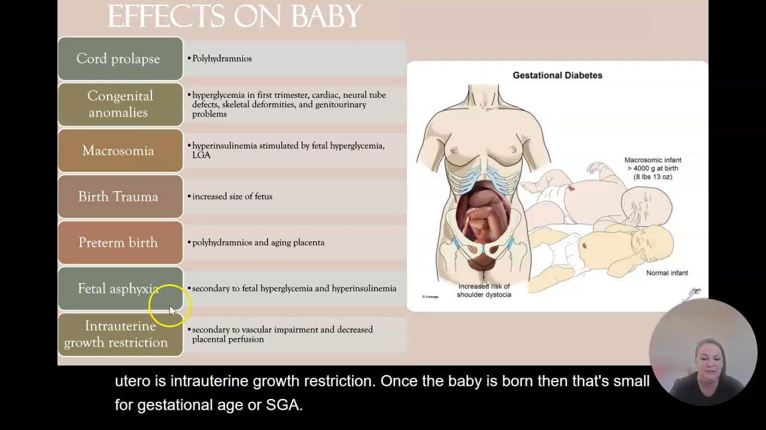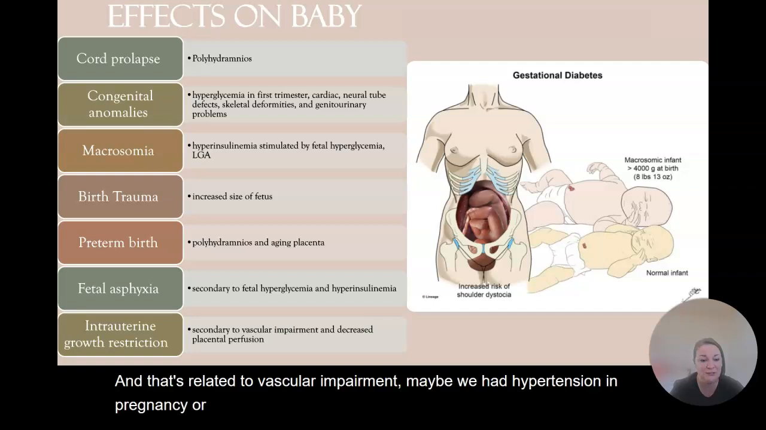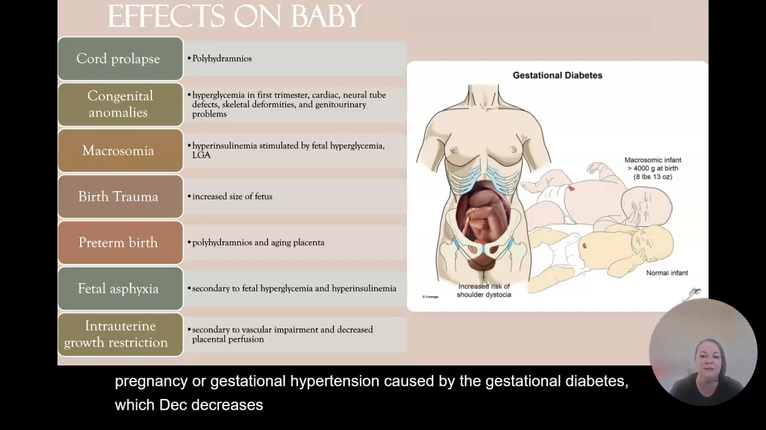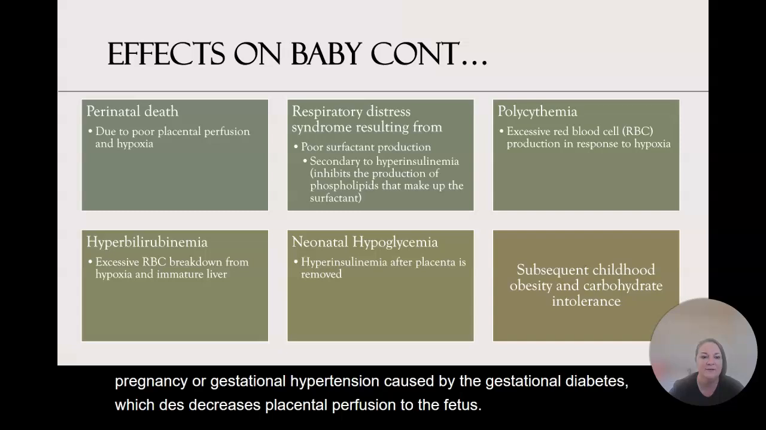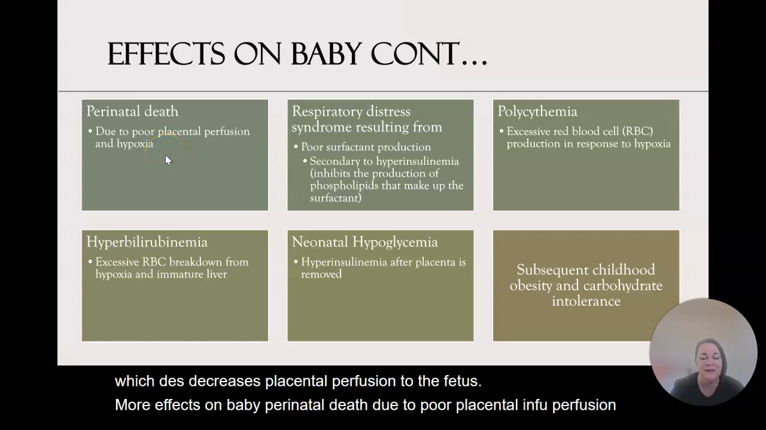And that's related to vascular impairment. Maybe we had hypertension in pregnancy, or gestational hypertension caused by the gestational diabetes, which decreases placental perfusion to the fetus. Effects on baby: perinatal death due to poor placental perfusion and hypoxia.